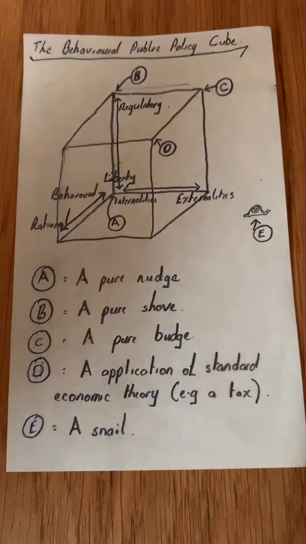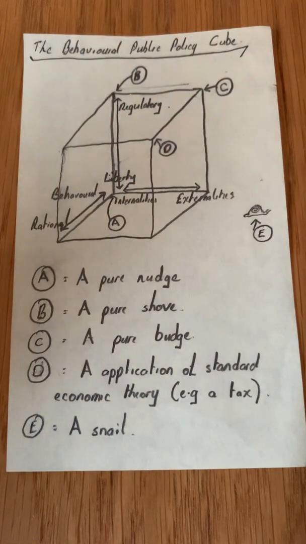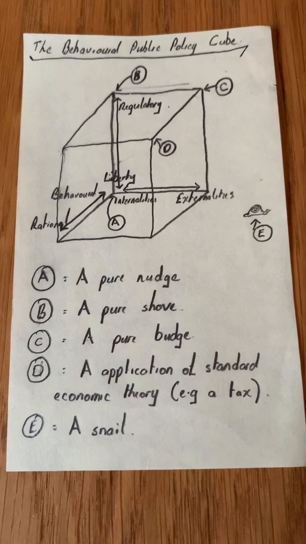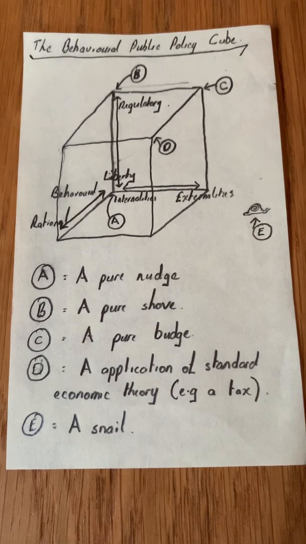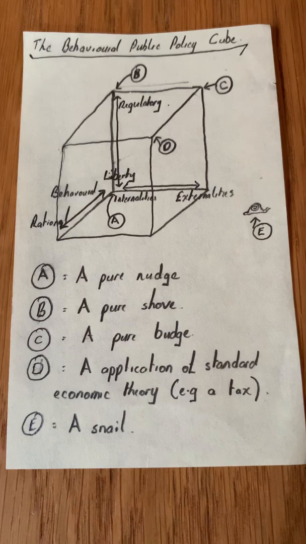In the previous few little videos that I've put up on my YouTube channel, I talked about nudge, shoves and boosts policies, different policy frameworks in the behavioural public policy field. And I presented them, if you watch those, in terms of little three-dimensional diagrams. Well, if you reorder those diagrams to some degree, you can construct a cube.